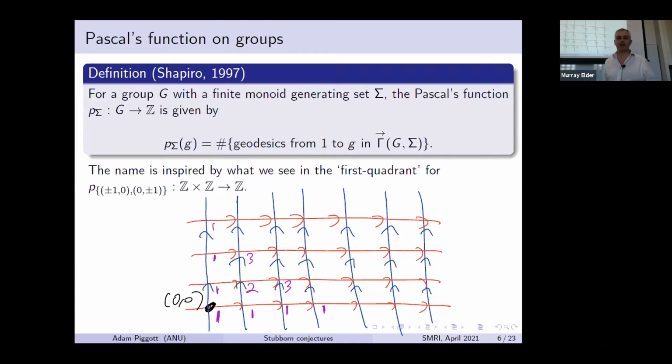So why is it called Pascal's function? Well, the name is inspired by what we see in the first quadrant. When you look at the direct product of an infinite cyclic group with itself, with the most natural generating set, if you start to count how many geodesics there are from the identity to various points, you start to see Pascal's triangle in the first quadrant. So Mike thought this was kind of cool, and then he went on to do more than this, but that's why it's called Pascal's function.